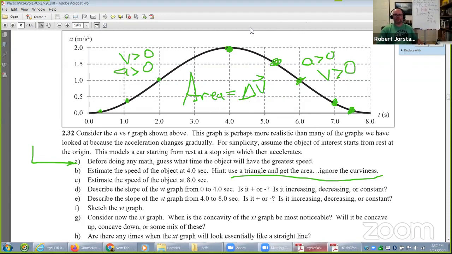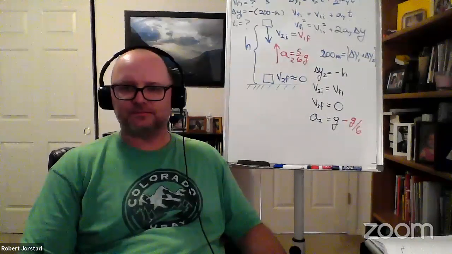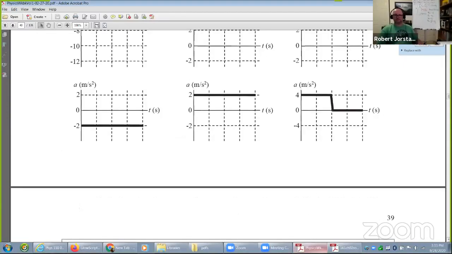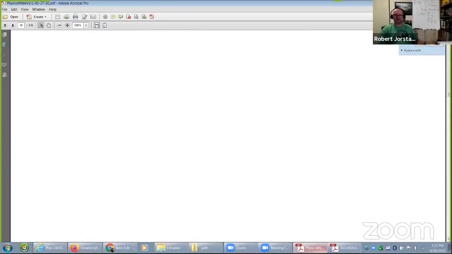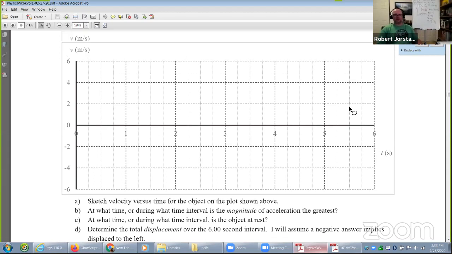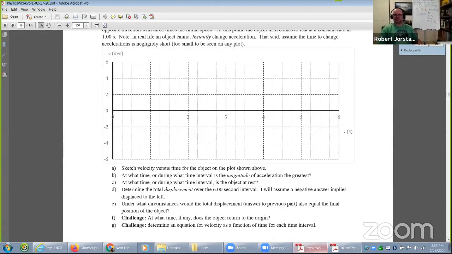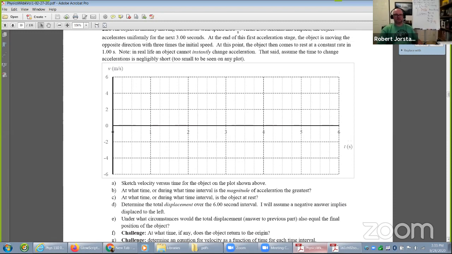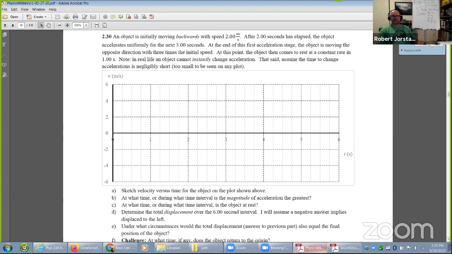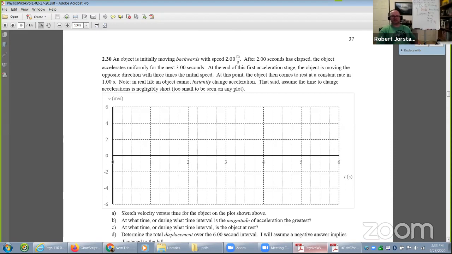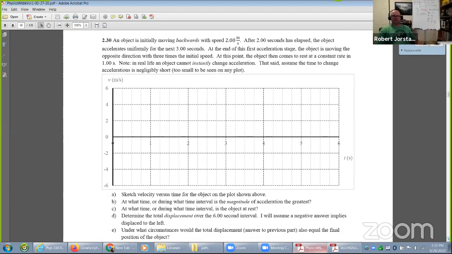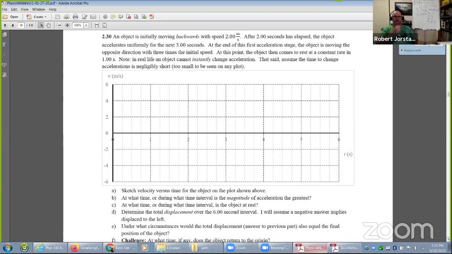Let's try one more here. This one has been a good one for years. It really gets people, which means hopefully it finds a misconception, is what I'm saying. 2.30, this is page 37. So we aren't going to do the whole thing here, but maybe we'll try to do part A and then call it a day.